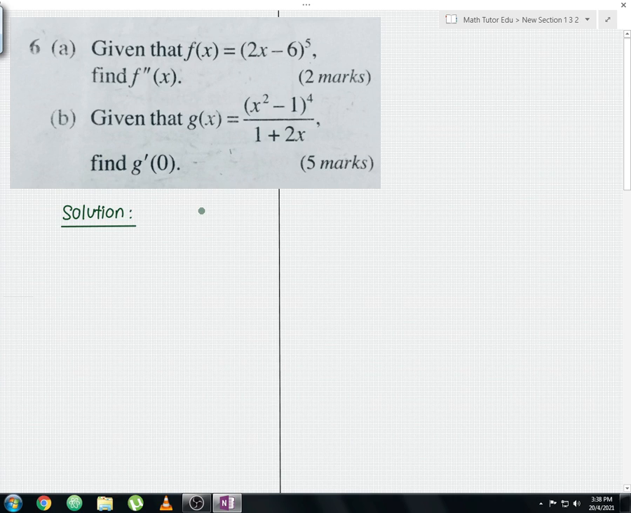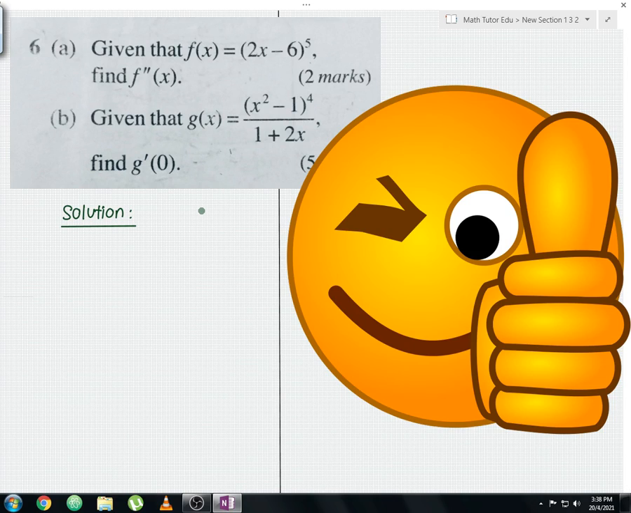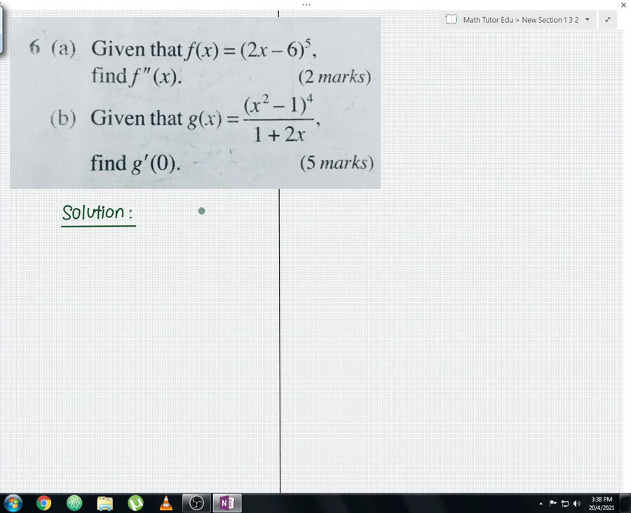I hope that you will attempt this question in the future. If you could manage to solve this question, a big thumbs up to you guys. But if you can't solve this question, no worries, I'm going to show you the step-by-step working and the solutions. So without further delay, let us start to solve the question. Let us begin our discussion with the question part A first.